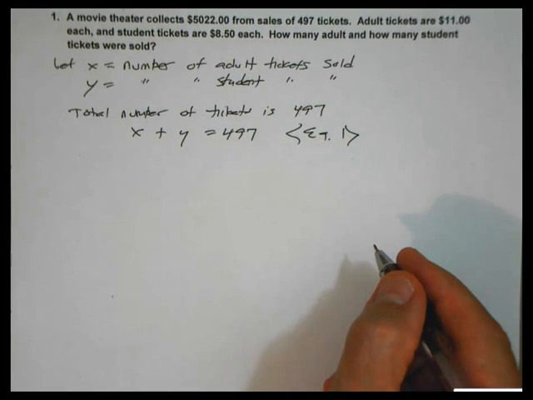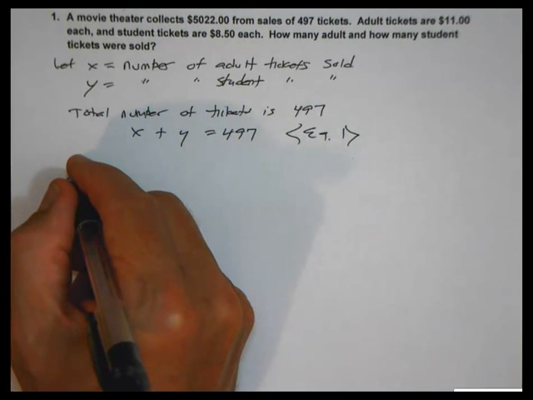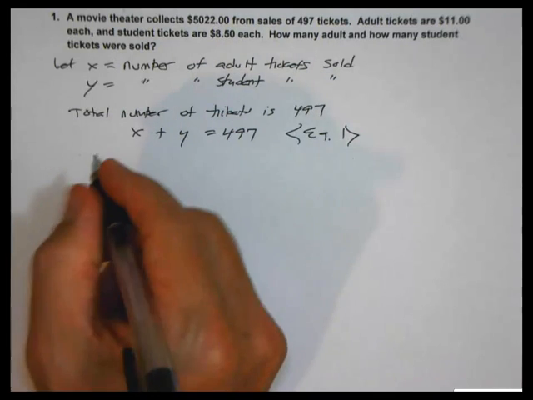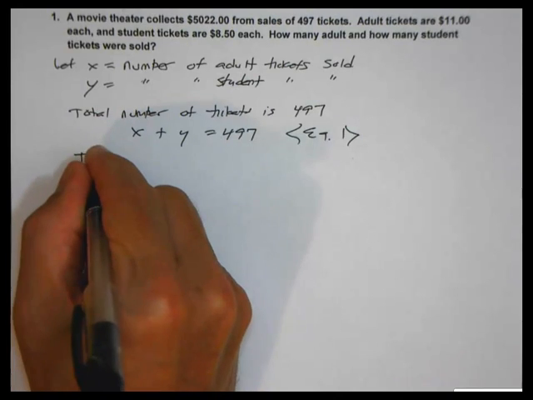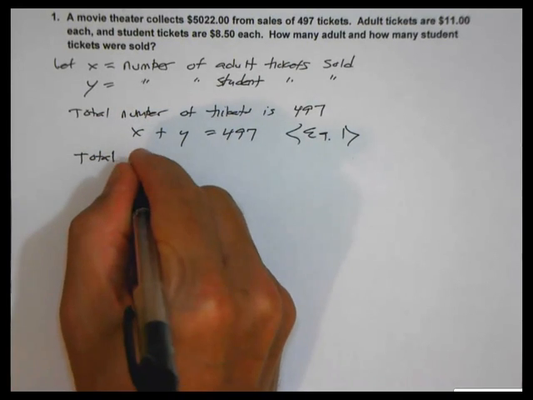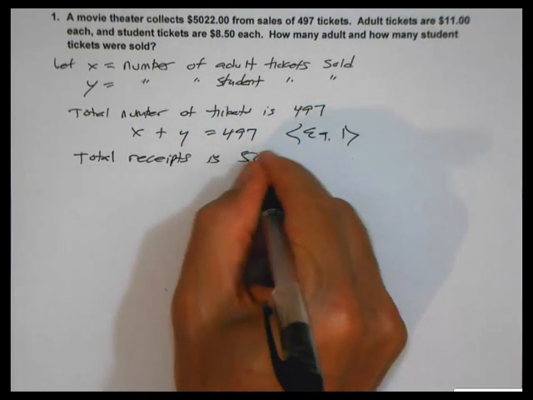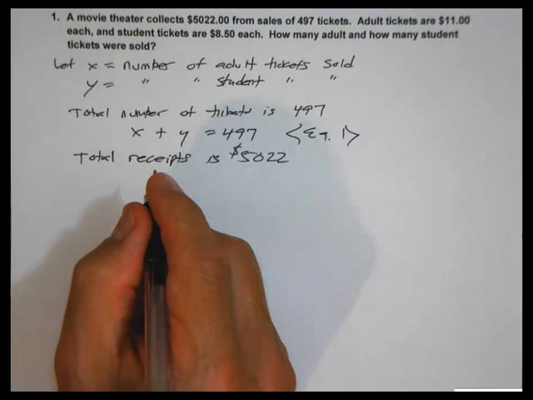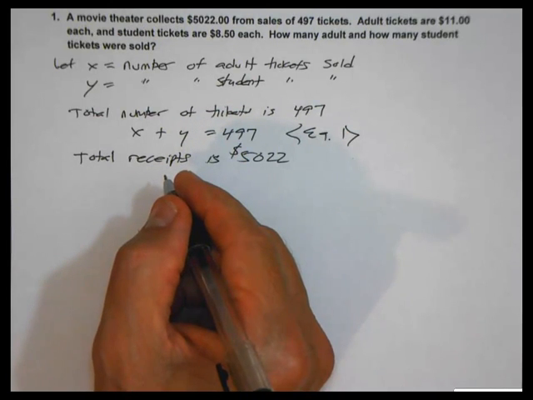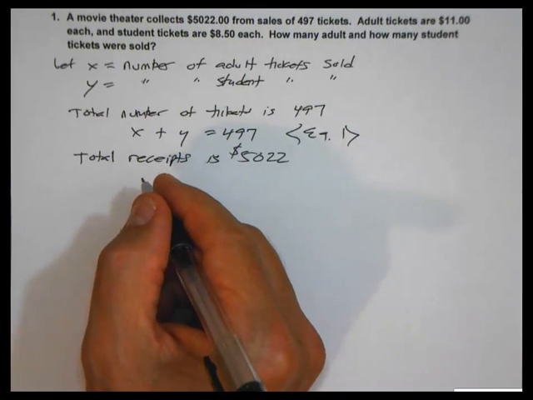Call it equation 1. And now let's think about some other information we have here that belongs in the math model. Okay, this $5,022 of receipts, we could say that our information is that the total receipts is $5,022. Okay, now that total receipts comes from receipts from sales of adult tickets and receipts from sales of student tickets.